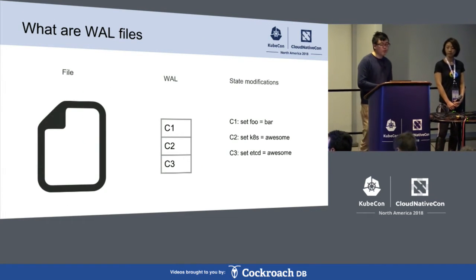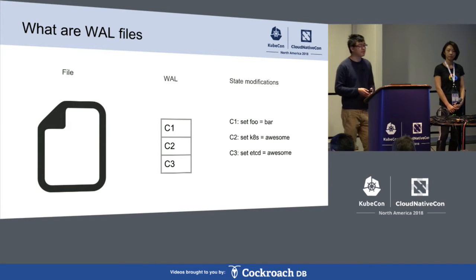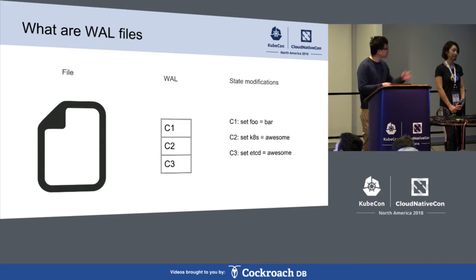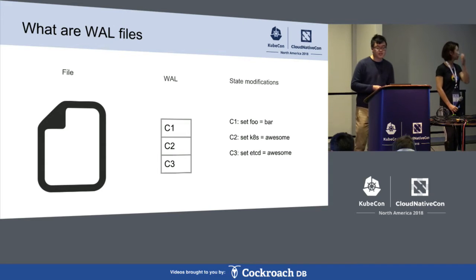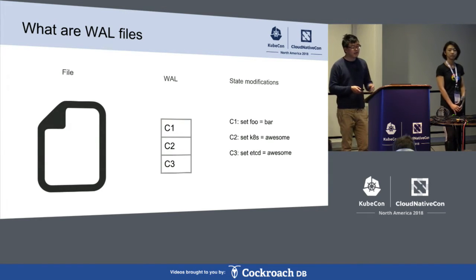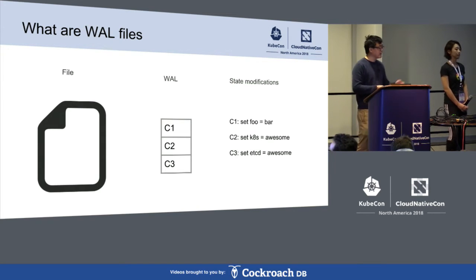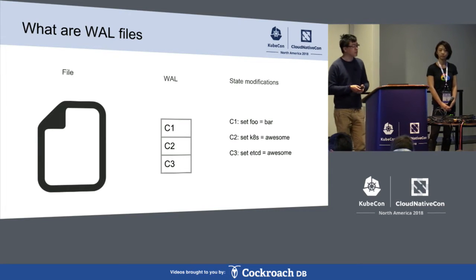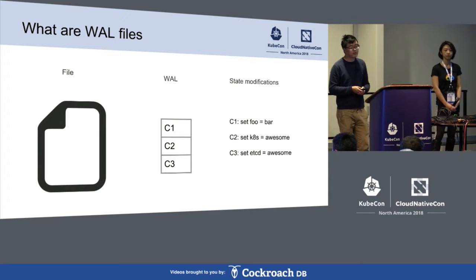The next question: what are WAL files? You probably heard that etcd has the concept of WAL files, and etcd needs to sync the WAL files down to the disk. So what are WAL files? Conceptually, a WAL file is just a file on disk, and inside the file there's a list of entries, and each entry is an action. For example, set foo equals bar or set Kubernetes equals awesome. And for those entries in the WAL file, the internal etcd key-value store will keep on executing them one by one to change the internal state of the key store.